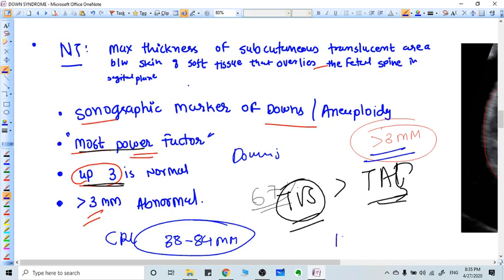If we do 100 tests and the measurement comes more than 3 mm in all 100 cases, there is a high chance that 67 babies have this kind of disease in their fetal life. So it can detect the abnormality 67% of the time at the very first trimester. The very important thing about NT is that it is done in the first trimester only, so that we can identify the problem early.